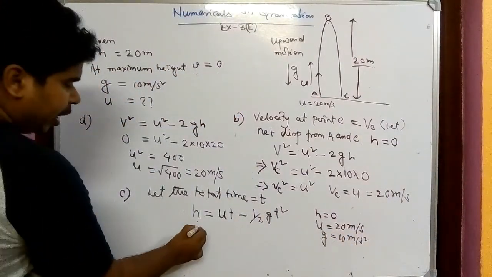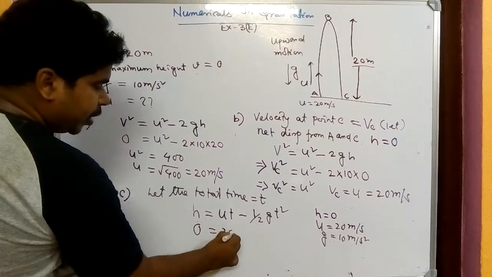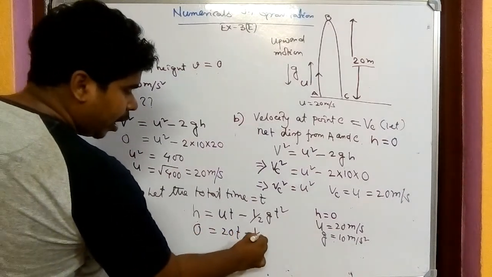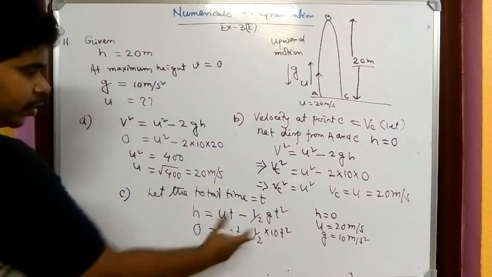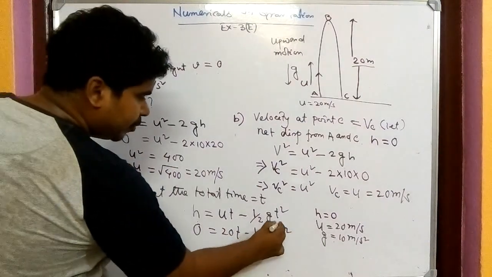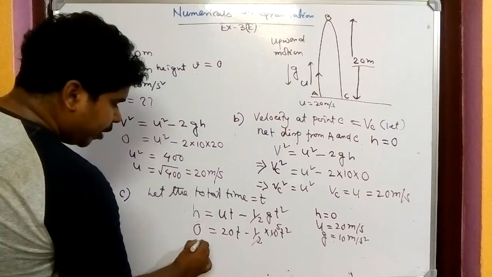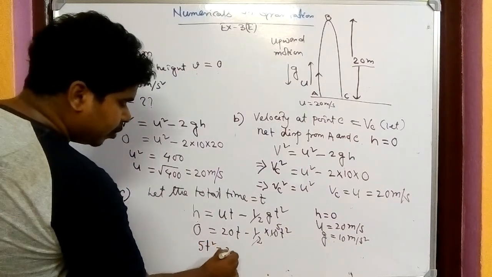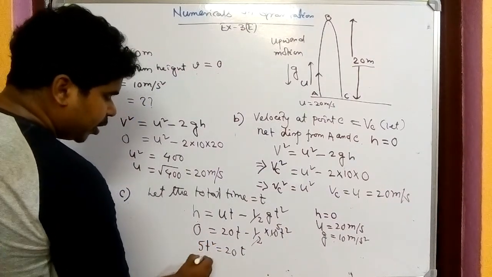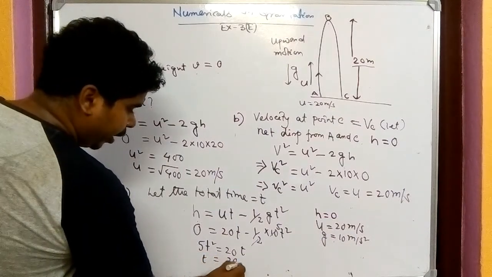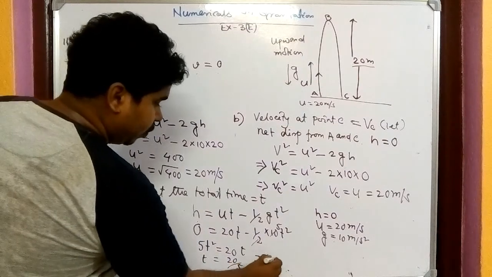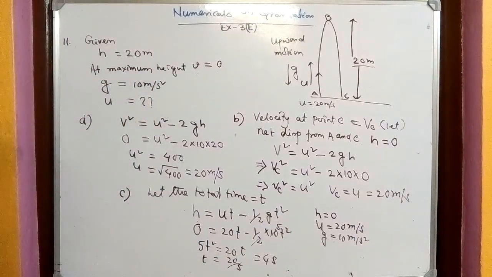So let's put the values: 0 equals 20 into t minus half into 10 into t square. If you take this side, 2 fives are 5, so 5 t square equals 20 into t. So t will be cancelled out. t will be 20 by 5, which is 4 seconds. So it will take 4 seconds to reach the ground after throwing.